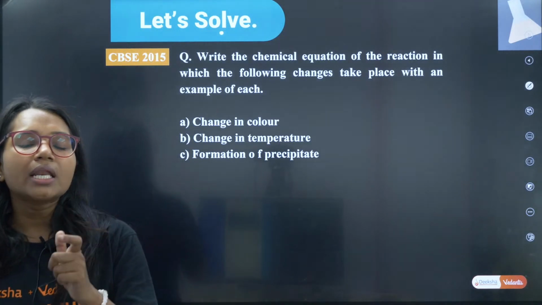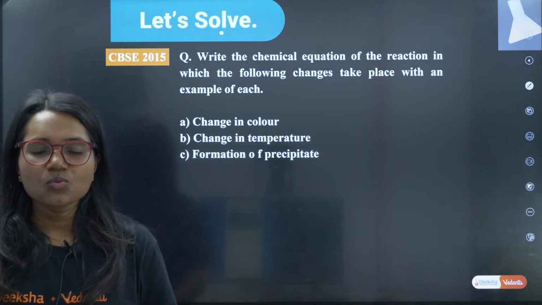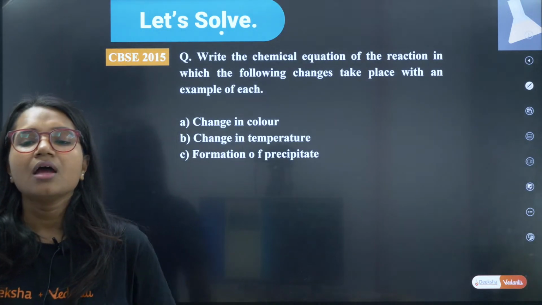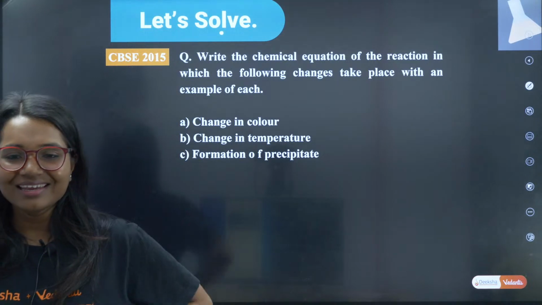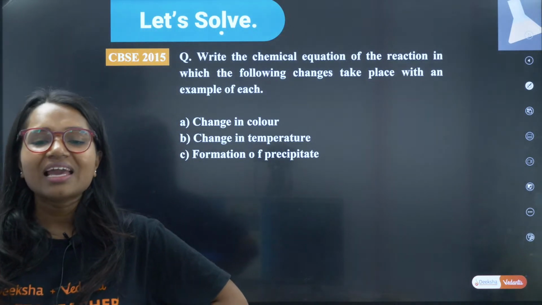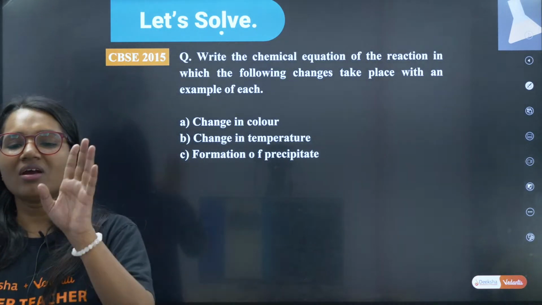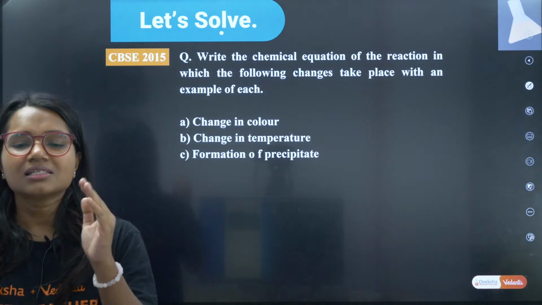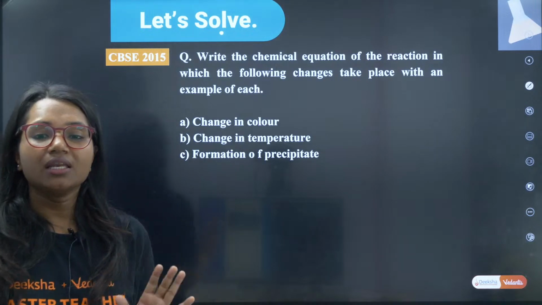Can you tell me one chemical reaction? Change in temperature: calcium oxide plus water gives calcium hydroxide plus heat. The reaction between iron and copper sulfate changes the blue color. Very, very good. You all have given me the correct answer. Absolutely correct. First, we will take the change in color.